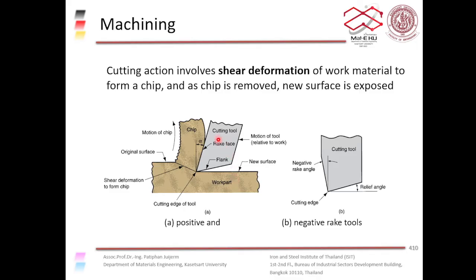But anyway, both of these types of tools perform the same function, which is this shear deformation on the surface. Basically, you move the tool on the surface, you apply shear stress on the surface, and the material starts to be deformed, and then it will chip off. Right, so you have a chip, which is the piece of excess material that you want to remove from the surface, producing a new surface, which is going to be your workpiece.